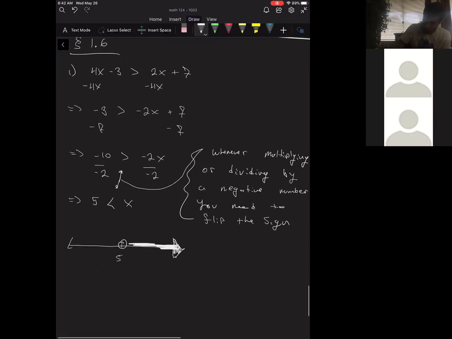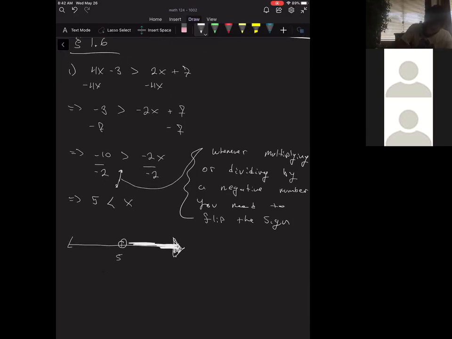And then the last way of writing this answer is with an interval. We can do this with a parenthesis, negative infinity to 5. So it's a parenthesis because it's an open circle. And then infinity always gets an open circle. So these are all different ways to represent the same answer.